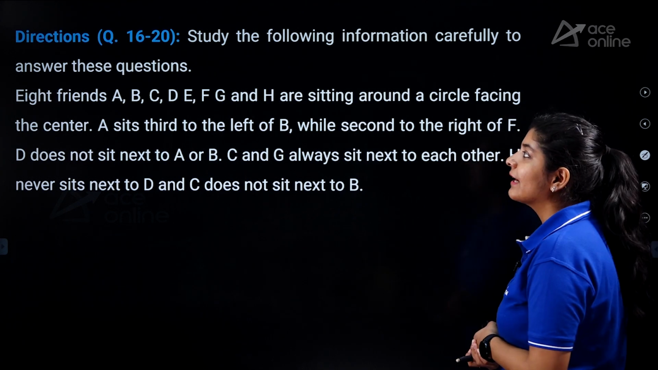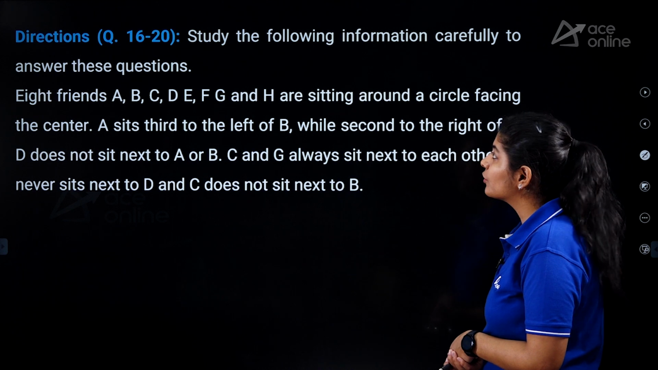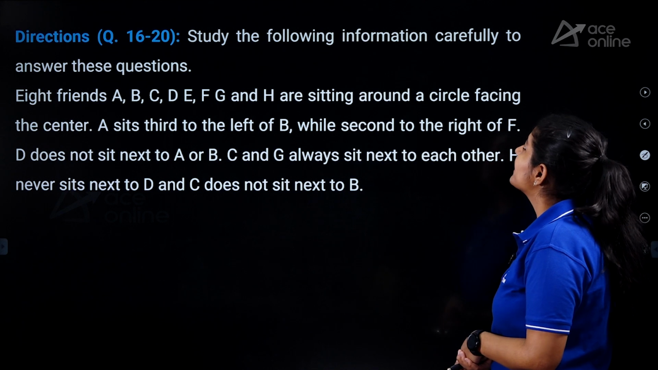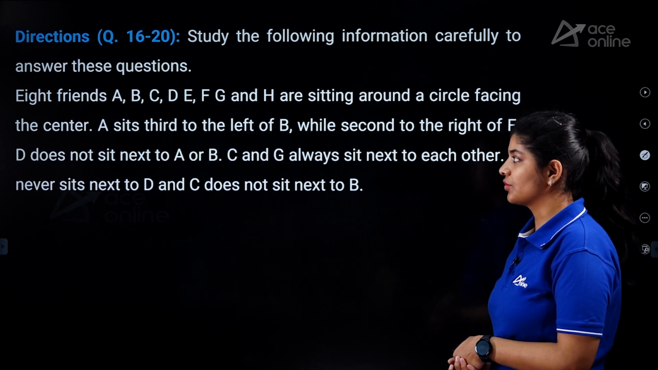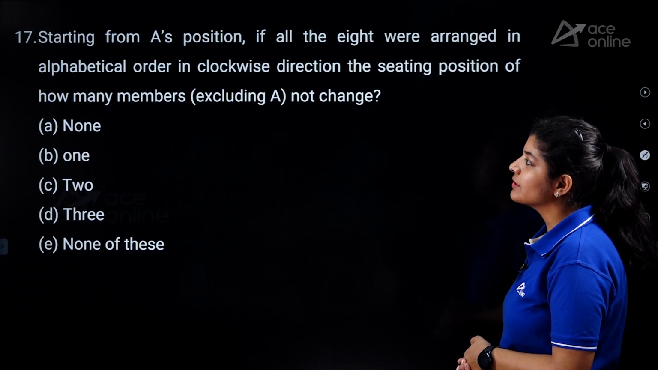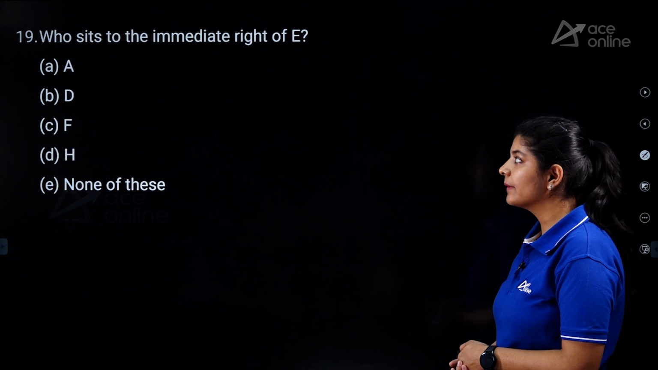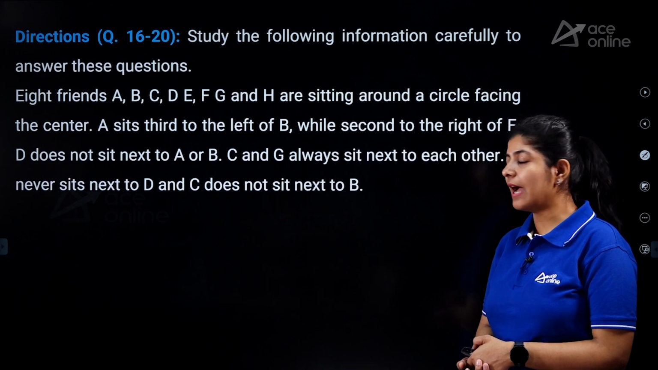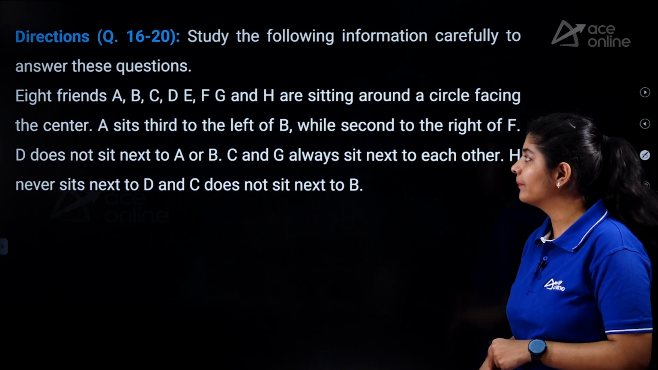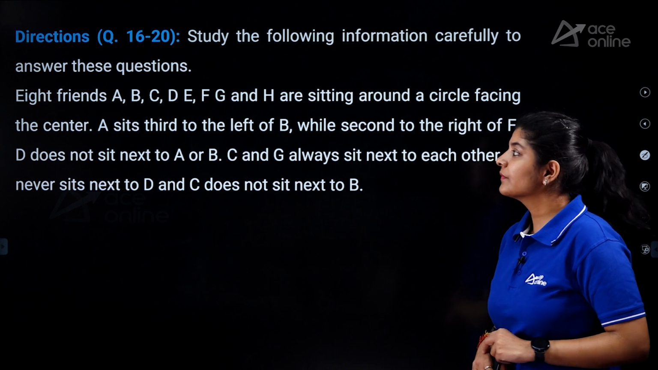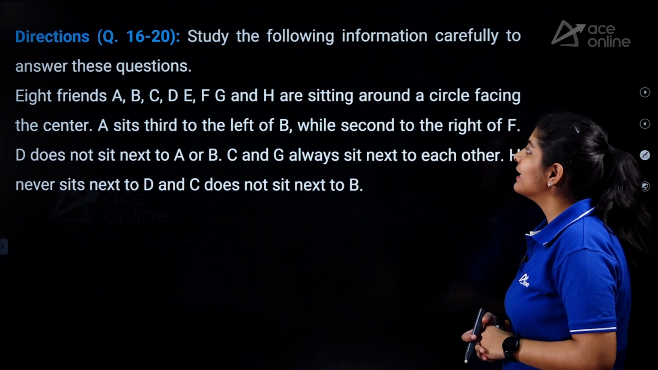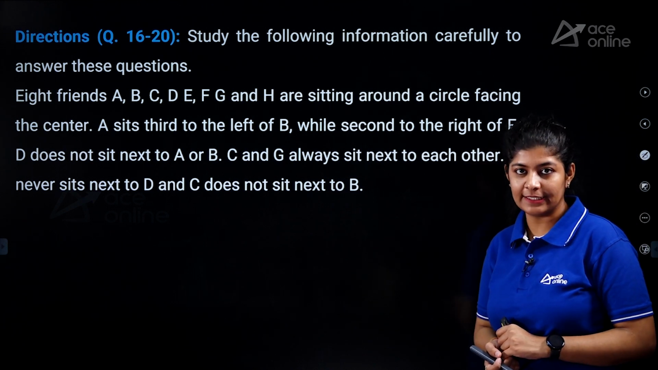So here these are the directions for the question number 16 to 20. And the question says, study the following information carefully to answer the questions. So here we are having a puzzle and a few questions based on this particular puzzle. So let's first draw the arrangement, and after that we will see how the questions are and how we are going to deal with them. The question says that 8 friends from A till H are sitting around a circle facing the center.